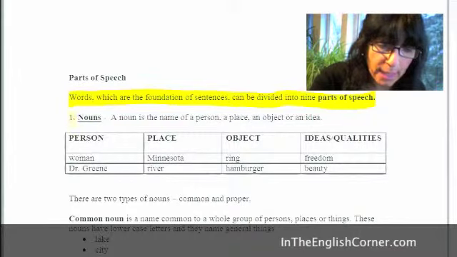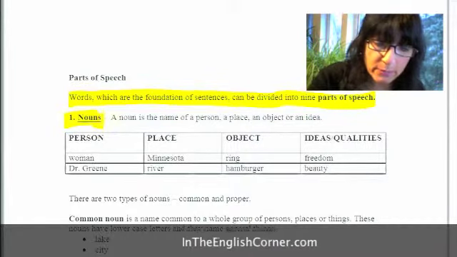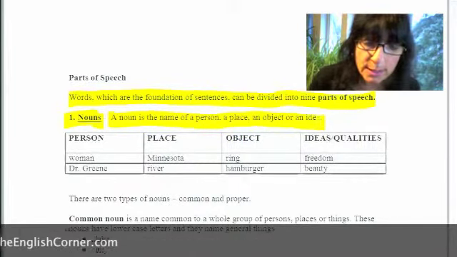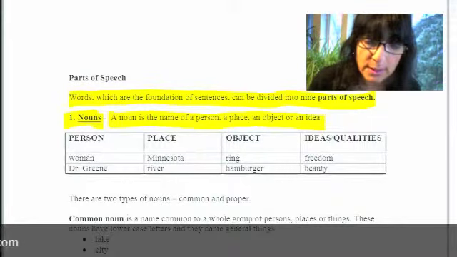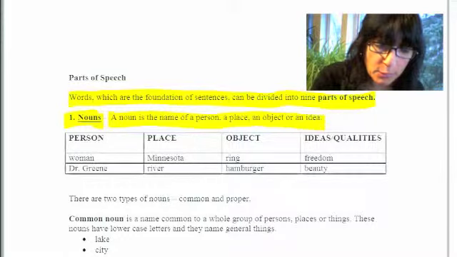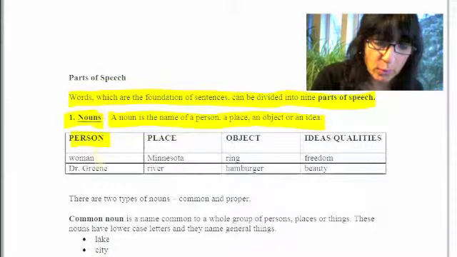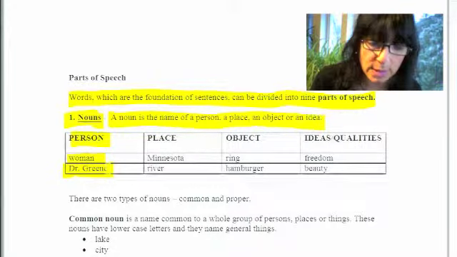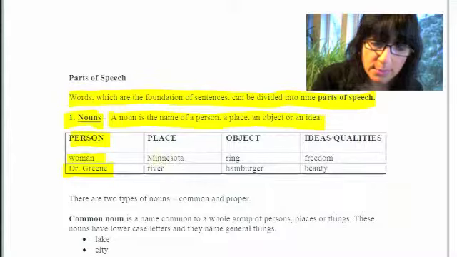One is called nouns. Now, a noun is the name of a person, a place, an object, or an idea. And it's a good idea to know how to pick a noun out in a sentence. I've given you some examples of nouns. Persons would be, a noun would be the word woman, or if you actually named her and you called her Dr. Green, those are nouns. Places are nouns such as Minnesota or river. Objects like ring and hamburger, and any idea or quality is also a noun such as freedom and beauty.